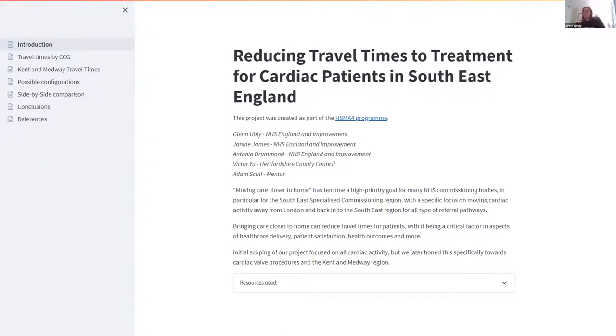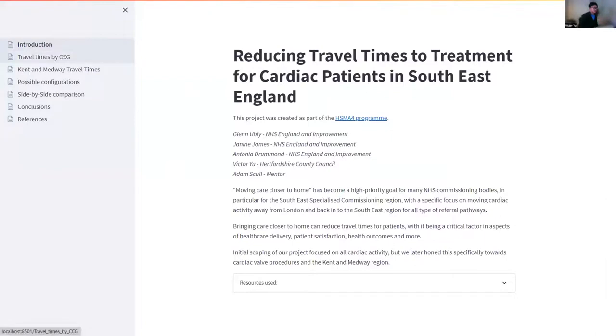project. So our project is titled Reducing Travel Times to Treatment for Cardiac Patients in Southeast England. And this whole idea of moving care closer to home has been quite a high priority for many NHS commissioning bodies for a while now. It sort of started back during the 5-year forward view. And through this reduction of travel times for patients, it can improve many aspects of healthcare delivery. For example, patient satisfaction, improved cost savings and financial spend, and health outcomes.